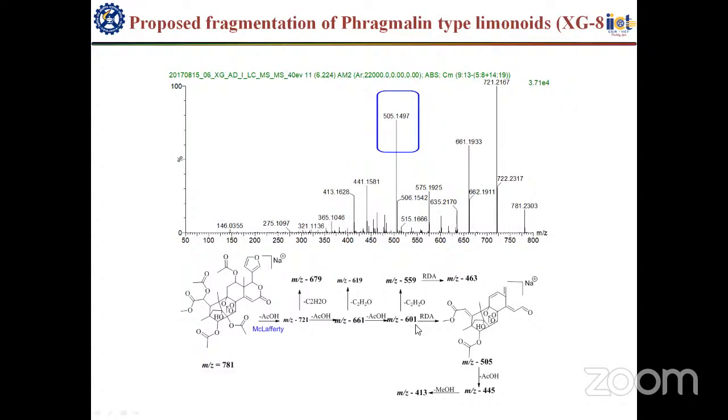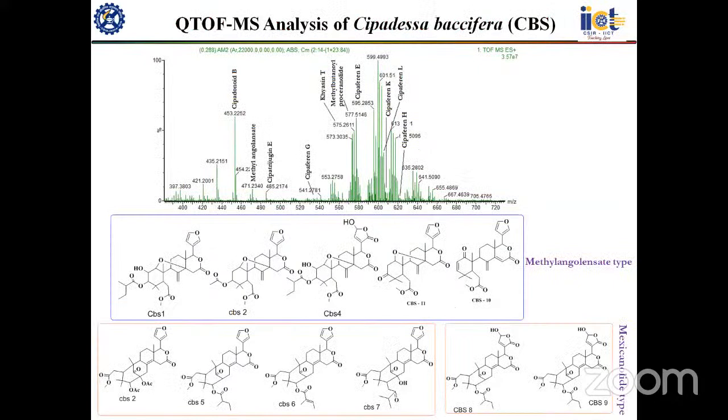So based on the analysis of these fragments, the structure has been confirmed. Similarly, for the other plant, Cipadessa baccifera, which also belongs to the Meliaceae family, from the total ion chromatogram we got all the molecular formulas of the constituents, and based on the fragmentation pattern, we have identified the structures of all these compounds.